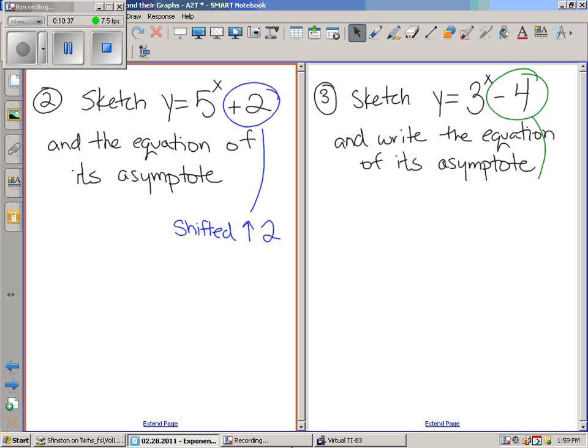It was shifted up 2. So now, let's take a look. Let's draw a quick sketch of it and try to figure out where the asymptote is. If it was shifted up 2, then we're going to make a few markings. Shifted up 2, the original asymptote was at the x-axis, but because it's been shifted up 2, guess where it's going to be at? Yeah, it's going to be at the 2.